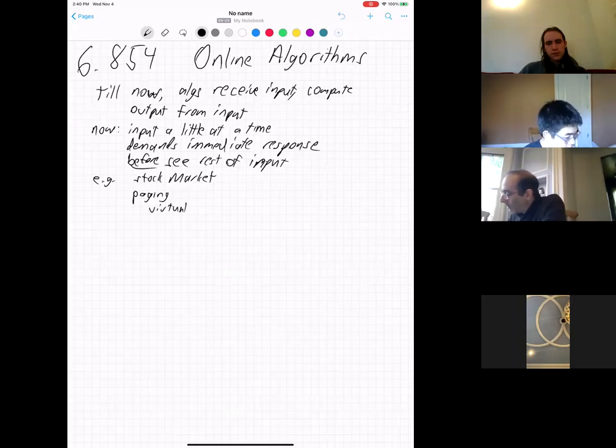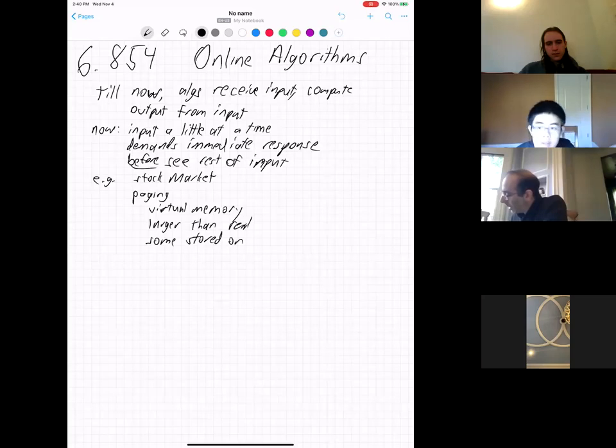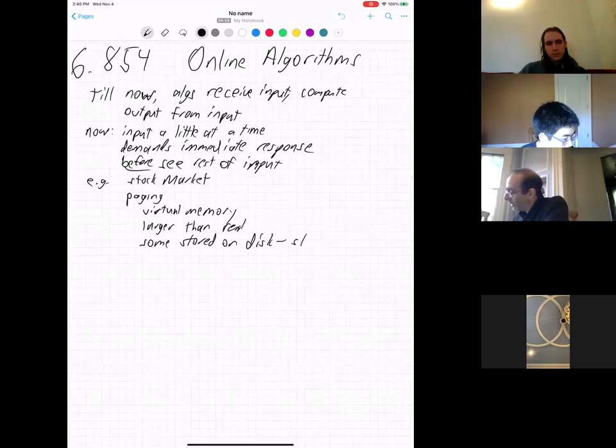Paging works with what's called a virtual memory. I think you've all seen this in 6004, right? It's larger than your real memory, and some of it is stored on disk or whatever your external storage device is. And the problem with these external storage devices is that they're slow. And so the operating system has to decide which virtual memory pieces to move to disk.